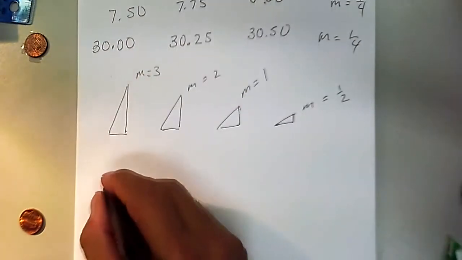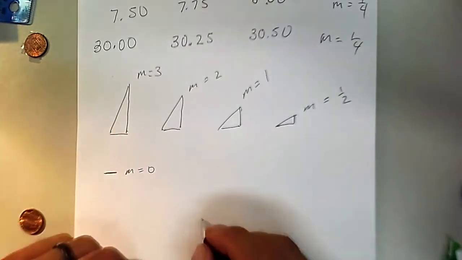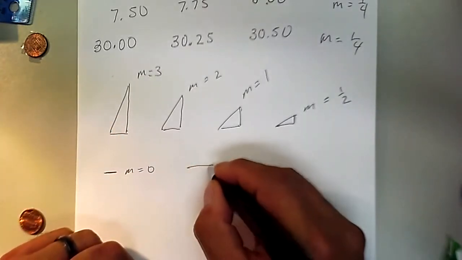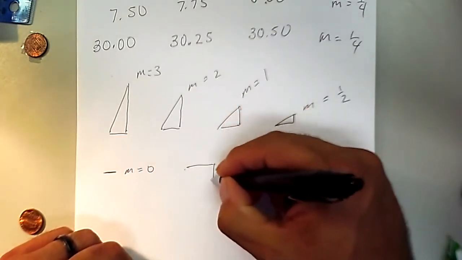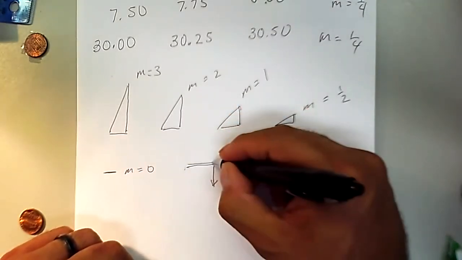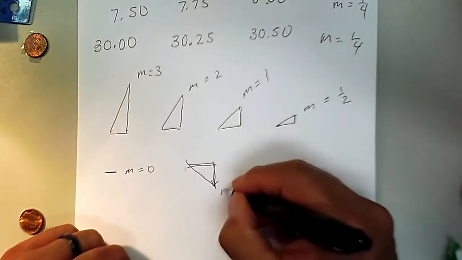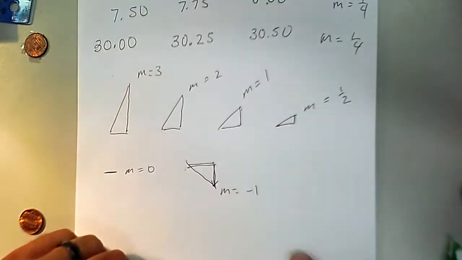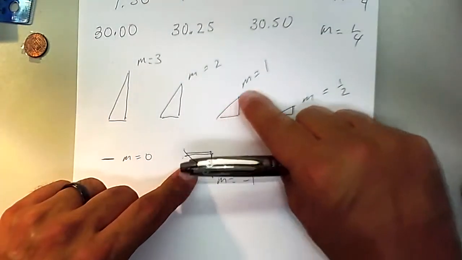A slope of 0 would be a horizontal, so it doesn't go up or down. A slope of -1, so the rise is negative, so we go down. If this is 1 unit and this is 1 unit, that is the slope of -1. So notice that how this is very different than that.